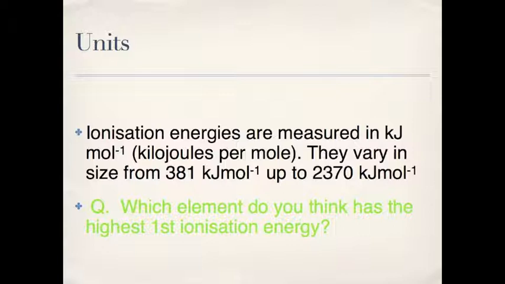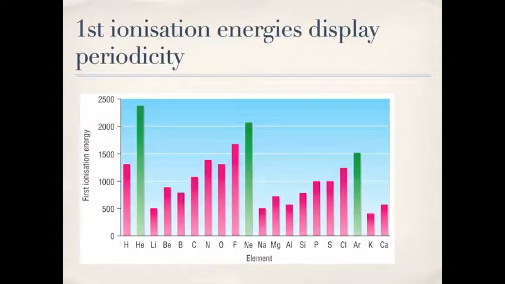It can vary from as low as 381 kilojoules per mole up to a very large value of 2300 kilojoules per mole. Now this is a good time to ask what we think is the element that has the highest first ionization energy. If we view this graph, it clearly demonstrates that the first ionization energy displays a periodicity, meaning there's a pattern in the periodic table. If you focus on the green columns, they represent the noble gases, and they stand out as being the ones with the highest ionization energies.